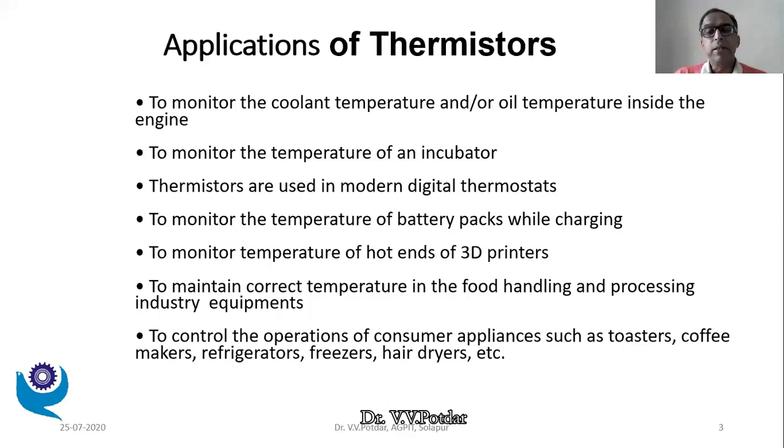But to maintain correct temperature in the food handling and processing industry equipment. Now in the food processing industry also, suppose we are preparing bread. I'll not explain the entire process, but there are also needs to maintain the temperature inside an oven where it is to be baked. We use the sensing element as thermistors, and in other food processing industries also thermistors are used.